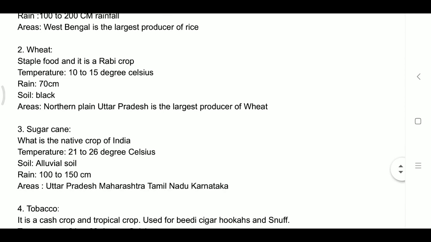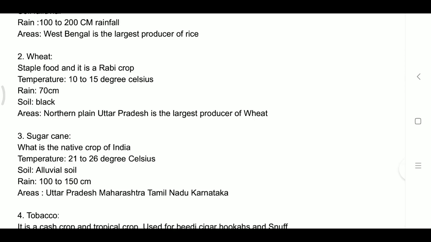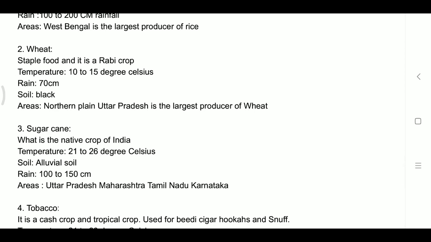Wheat is a rabi crop. Temperate zone is suitable for this, so 15 degrees Celsius is enough, and a little amount of rainfall should be there, 70 centimeter. Black soil is suitable for wheat cultivation. Uttar Pradesh is the largest producer of wheat.